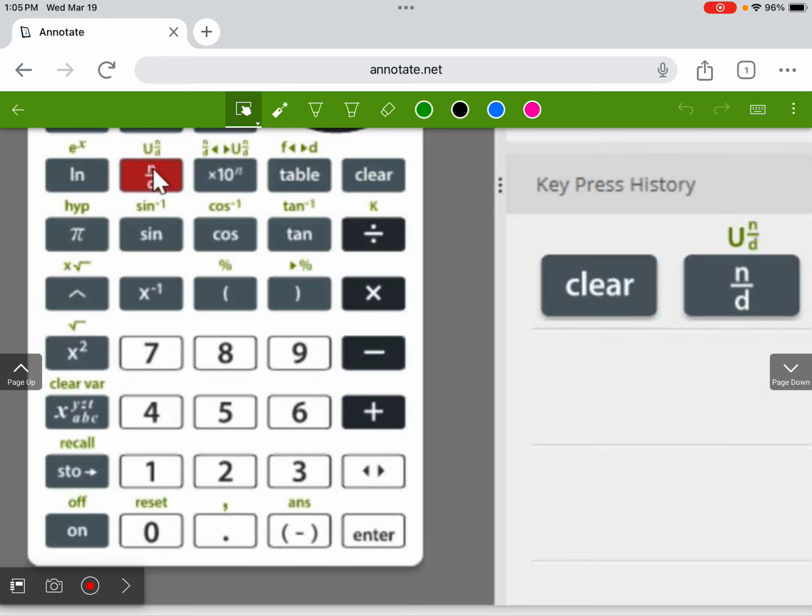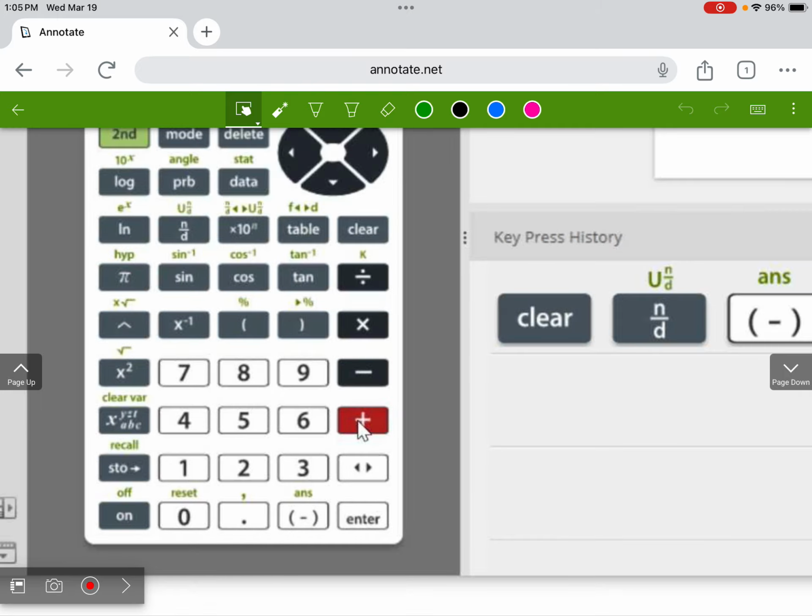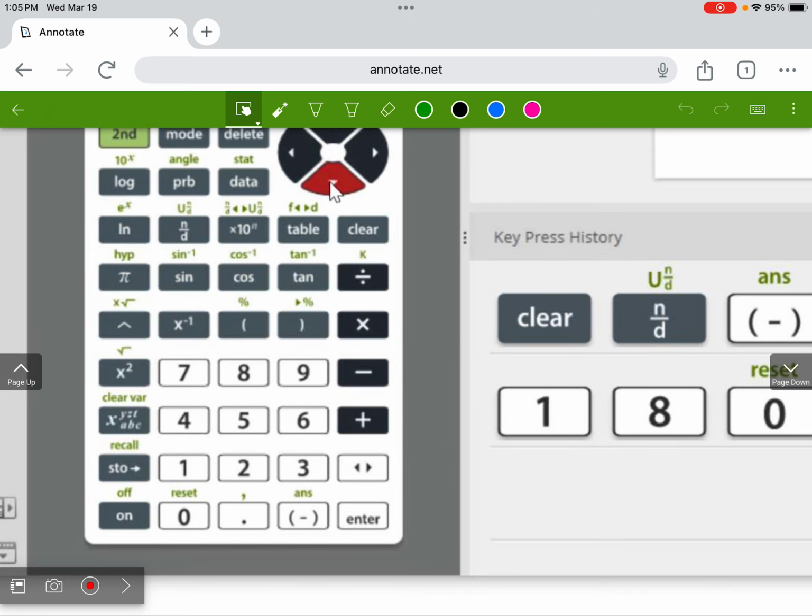So we're going to put in our fraction that has our negative 42. And we can put in our plus. To get the square root, we hit the green button top left. And then we hit the square button. That gives us our square root. And we can type in our 1800 over 2. And it spits out our decimal.